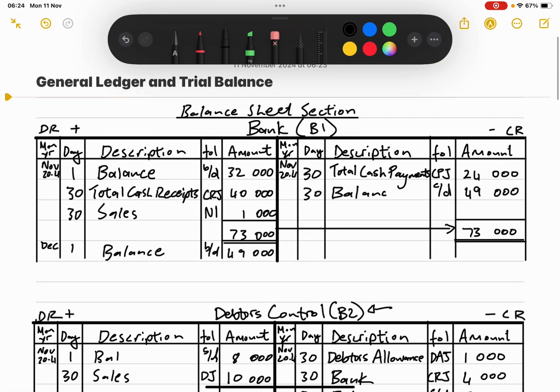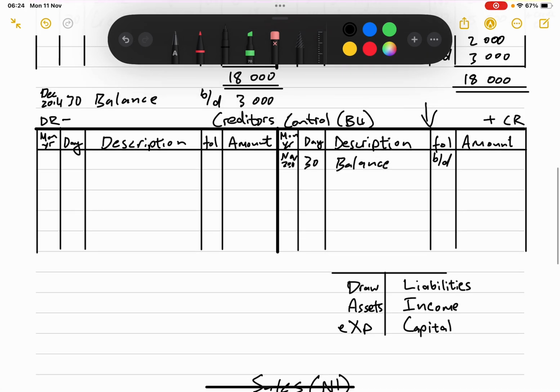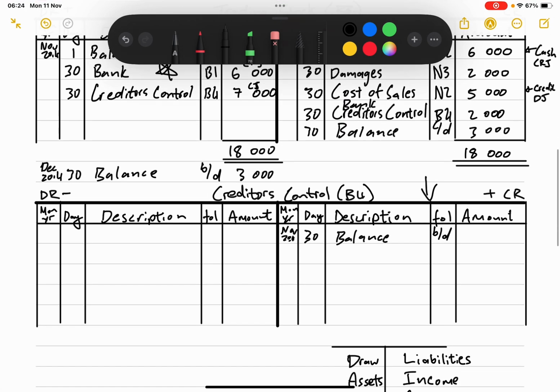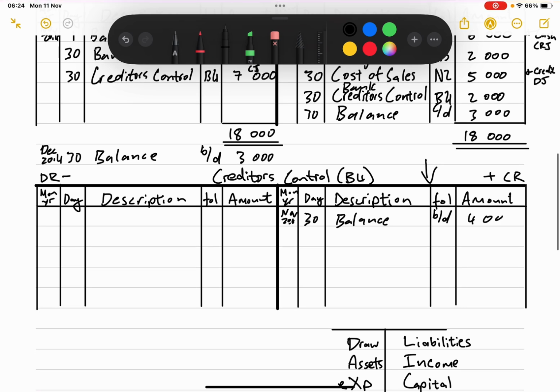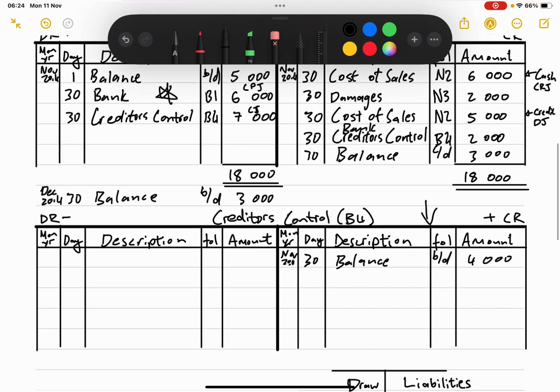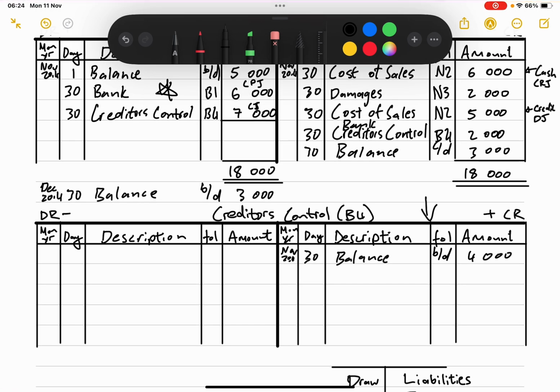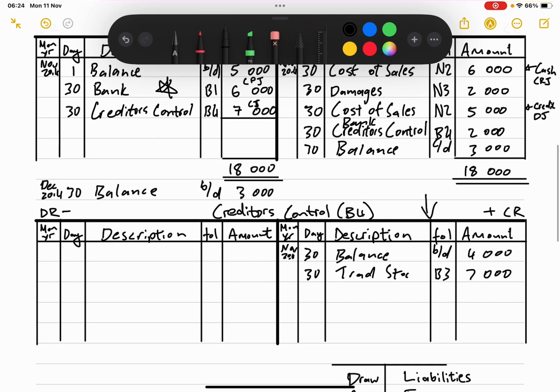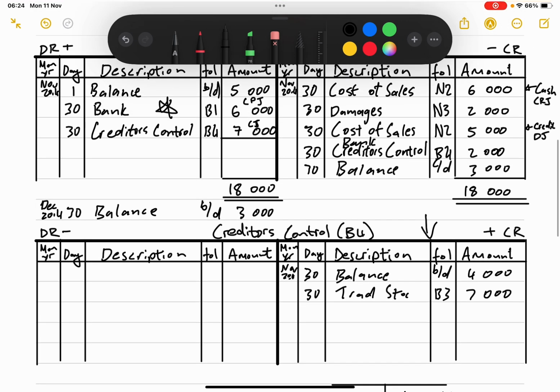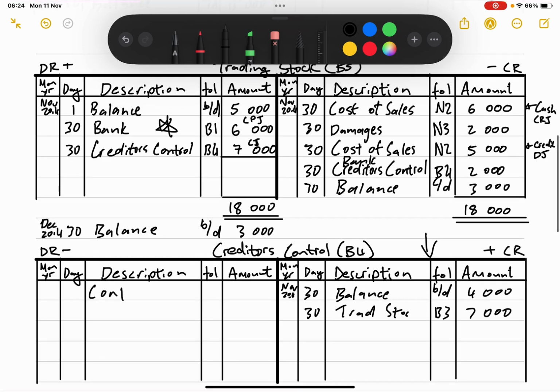Okay, December. Cool. Here, let's say you have an opening balance of 4,000. Then, during the month, let's assume you only buy trading stock on credit. So this amount here will also go to here, 7,000, and that will go under trading stock. Okay, and that is your B3. At the end of the month, you'll total that. Then what will decrease it is creditors allowance. Your creditors allowance journal.